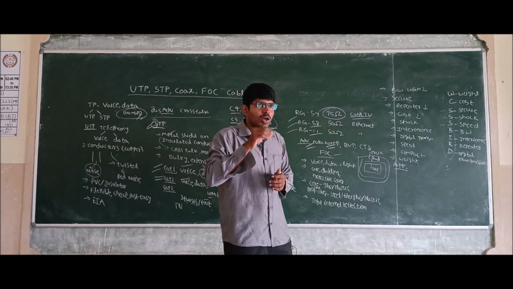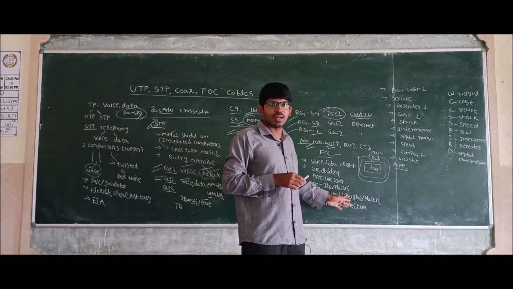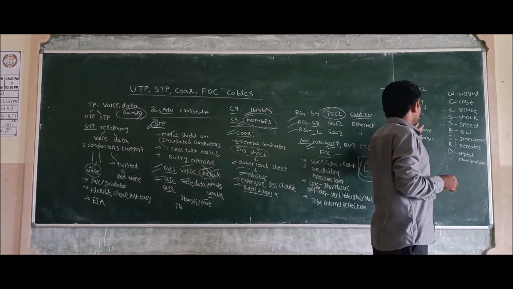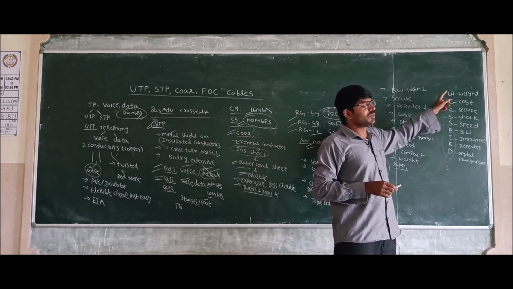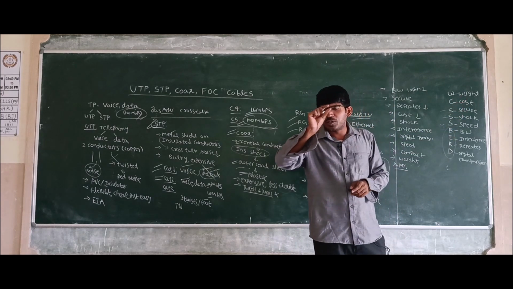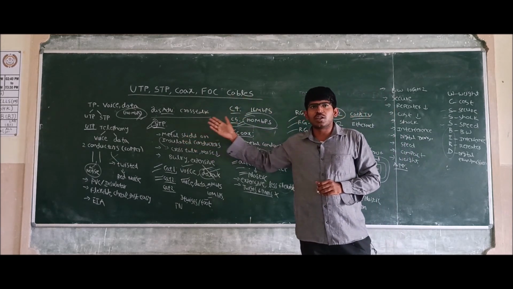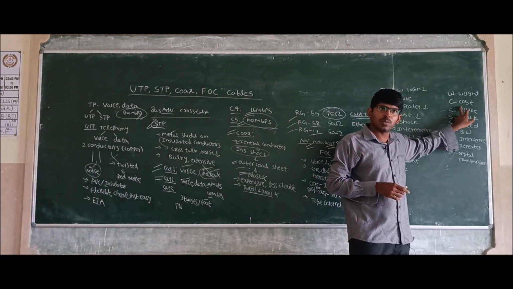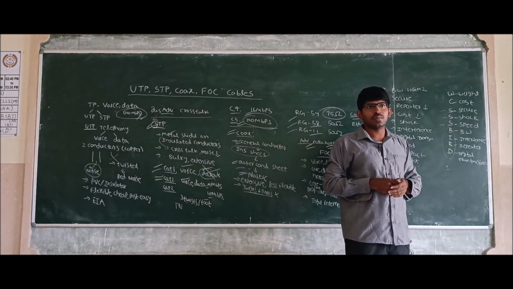By using what principle does the data travel in the fiber optic cable? That is total internal reflection. Now we are discussing some of the advantages of using the fiber optic cable. First one is the weight is very much less. You can see the fiber optic cables are very thin cables. Compared to twisted pair cables and coaxial cables, the fiber optic cable's weight is very less, and the cost is also less.